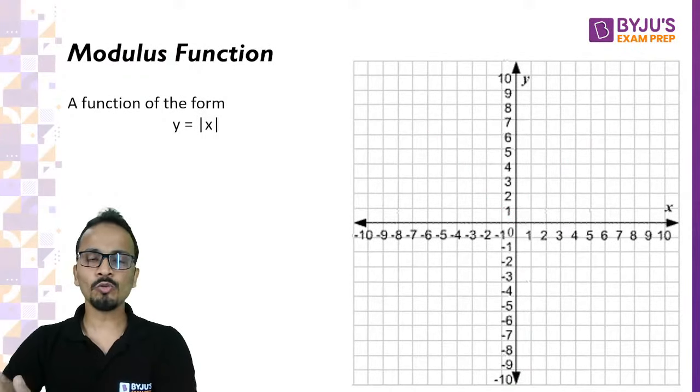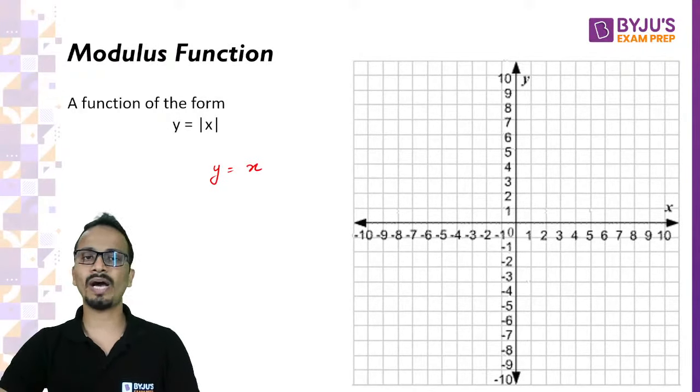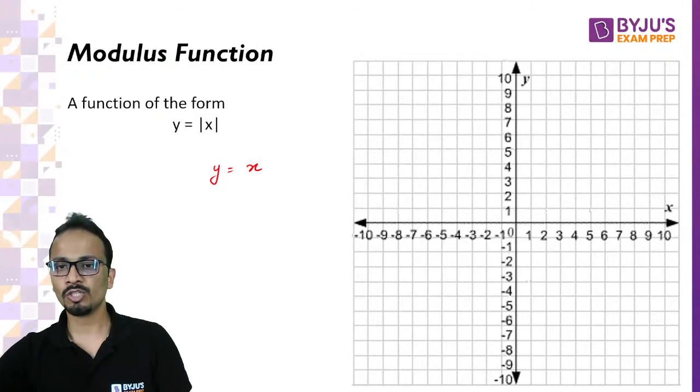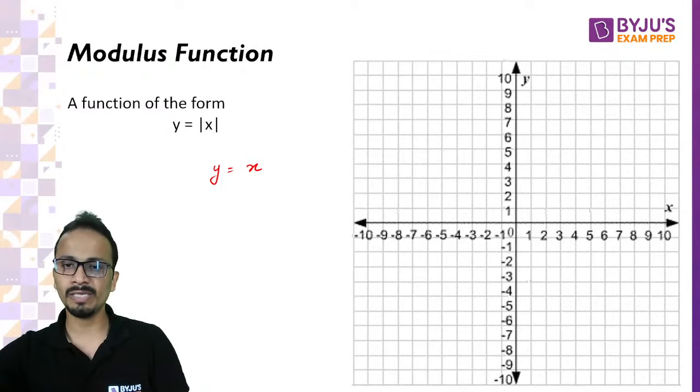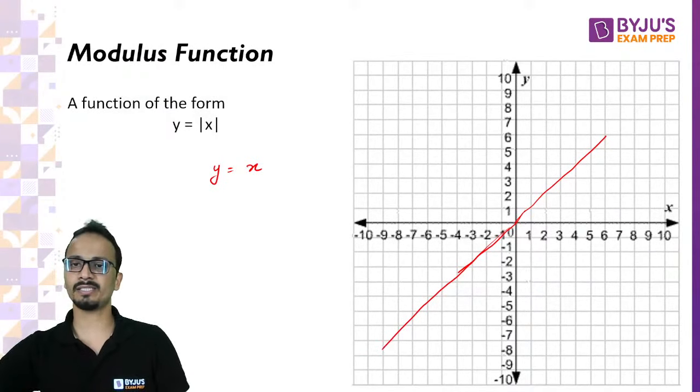Now whenever you want to plot a graph of such a function, remove the modulus sign and plot the graph of y equal to x. Okay, so the graph of y equal to x will be something like this. It will be a straight line at an angle of 45 degrees passing through origin. Okay, so the line will be like this, right?